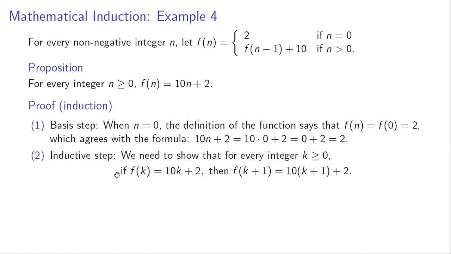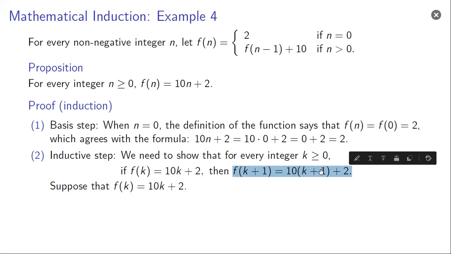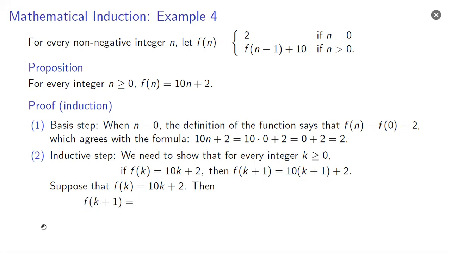Since we're proving an if-then, we're allowed to assume that this part is true, right? So suppose that f of k is equal to 10k plus 2. Our goal will be to show that f of k plus 1 is equal to 10 times k plus 1 plus 2. Okay, so again, suppose that f of k is equal to 10k plus 2. Then what is f of k plus 1? Well, let's see. We have this definition that we can use. Remember, the definition is given to us, so we can use it.